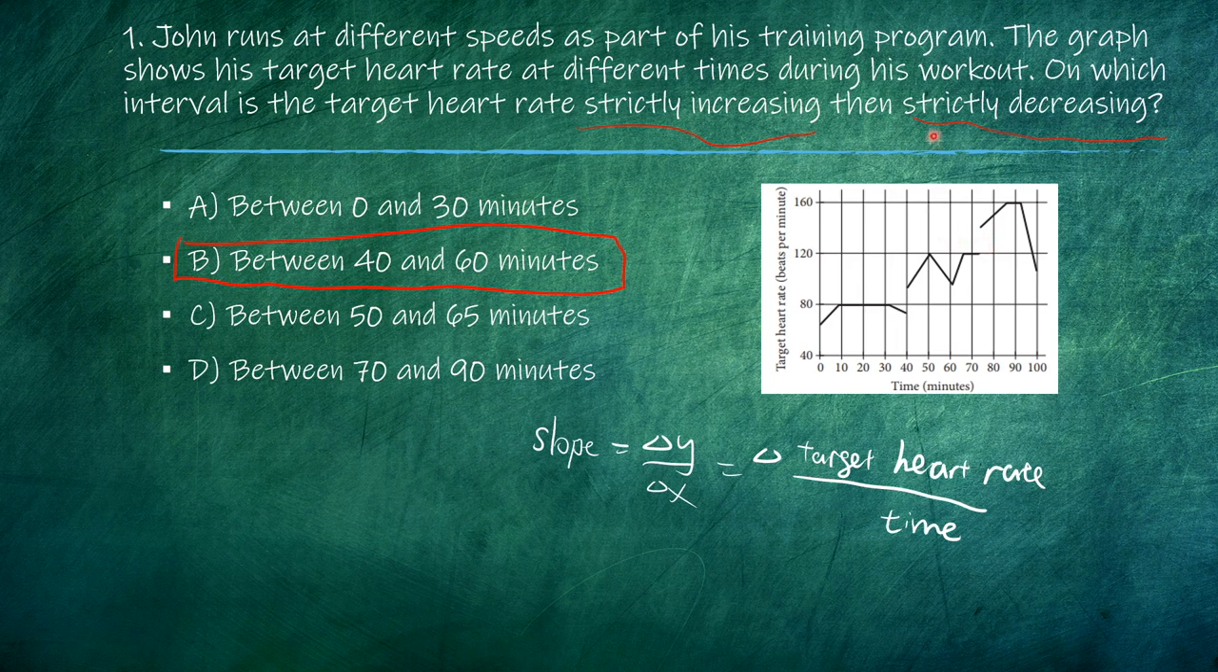So looking at this, the only time when the heart rate is strictly increasing and then strictly decreasing is at this point here. It's when time is between 40 and 60. Hence the answer B.